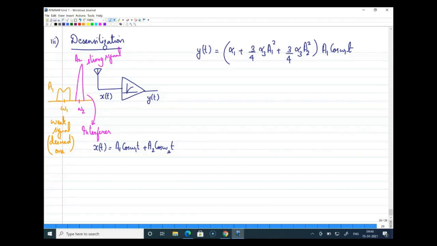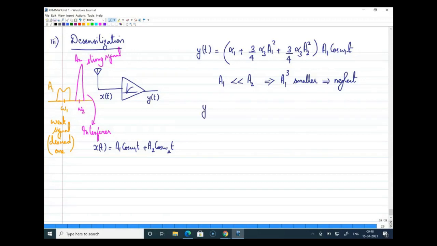Now, looking at the input amplitudes A1 and A2, I can clearly mention that A1 is very, very small compared to A2. That is the scenario I am considering. In that case, I can definitely neglect the A1 cube term, since it is very, very small. I am neglecting it basically to simplify this and understand it further.